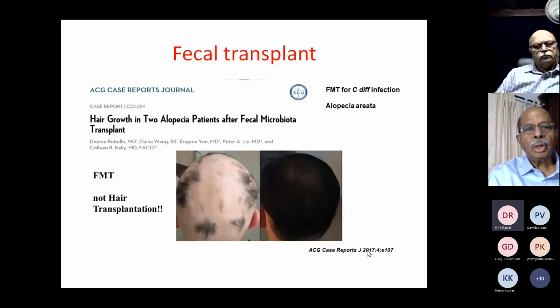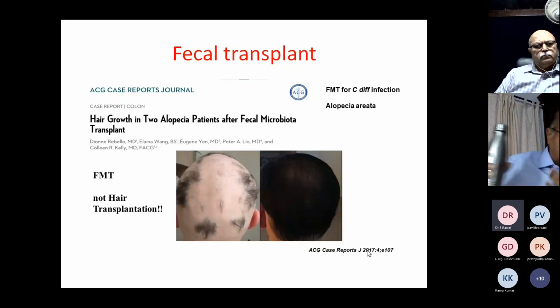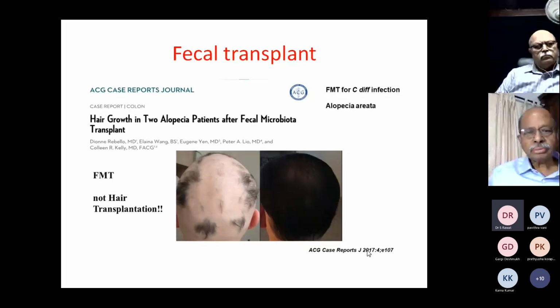This is another interesting picture. This is actually a fecal transplant, and it is not a hair transplant. So what happened actually, this person who had alopecia areata underwent a fecal transplant. That was of course not for alopecia, but for C. difficile infection, which is the standard indication. And as a benefit, he also gained his hair follicles back. So this has been published in case reports, and such case reports keep on coming.